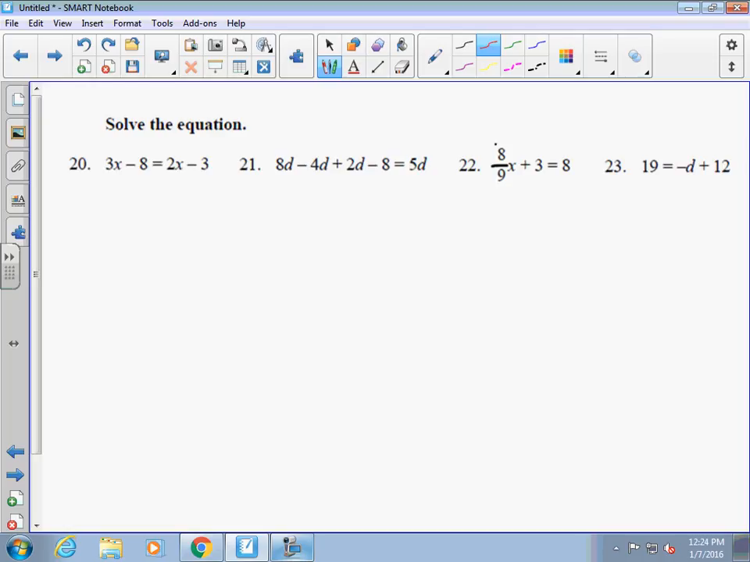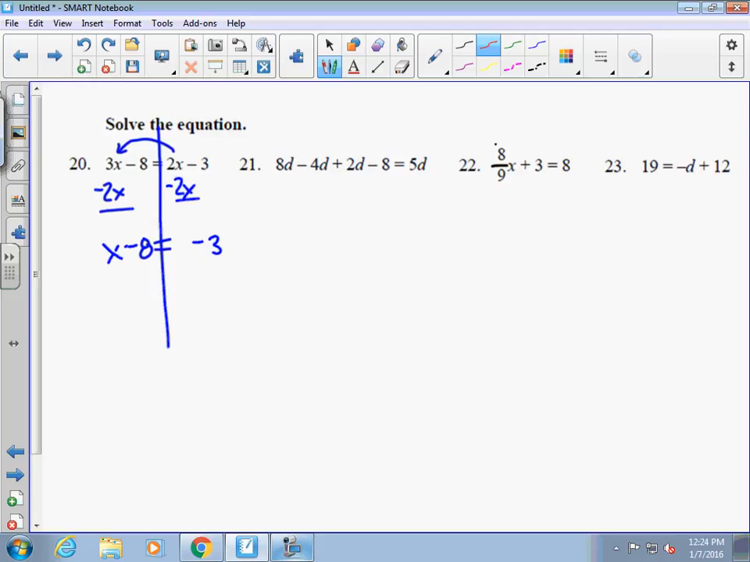And then from 20 to 23, you're solving multi-step equations. For number 20, you're getting x by itself, but there's x's on both sides of your equation. Bring the smaller 2x over to the larger 3x. It's positive 2x. So subtract 2x. If you do it to the left, do it to the right. 3x minus 2x is 1x. You still have minus 8 there. It's still equal to negative 3.